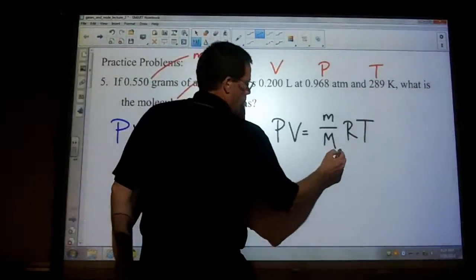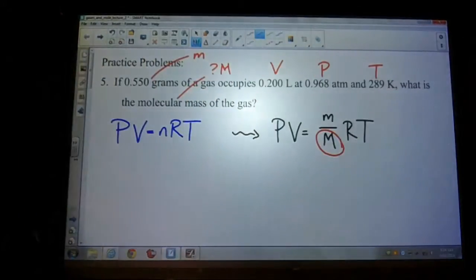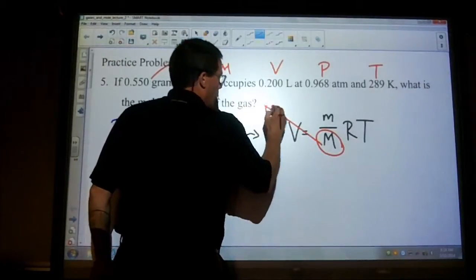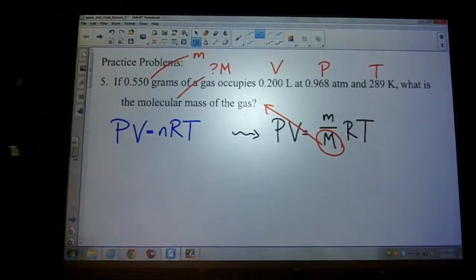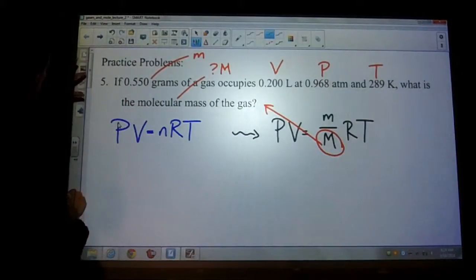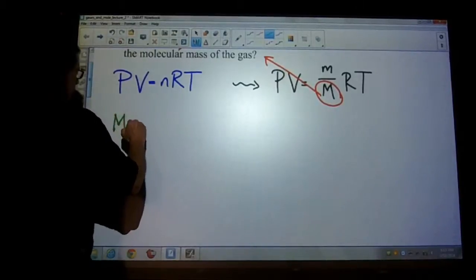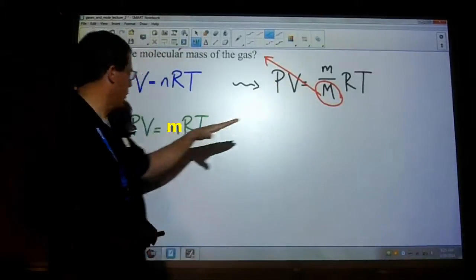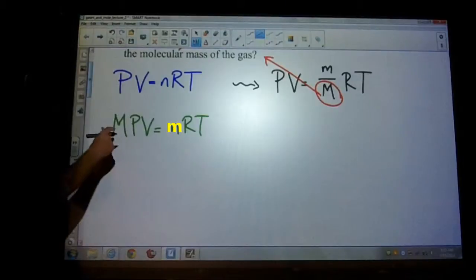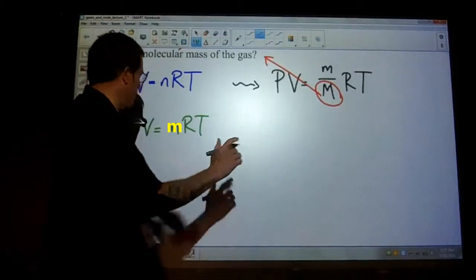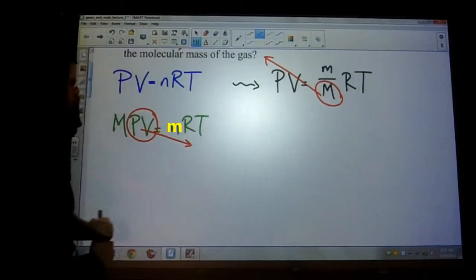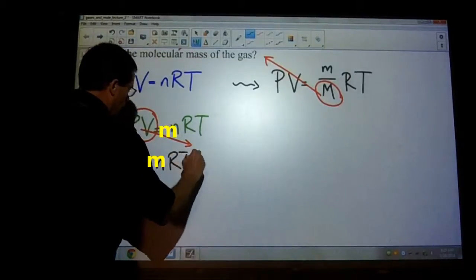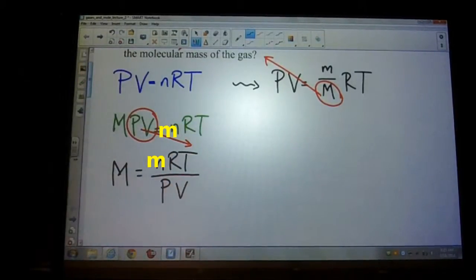So here's what we want to do. We want to move the variable that we're solving for to the other side and into the numerator. It's in the denominator, so we need to multiply big M on both sides. So now the equation looks like this, where we have big M PV equals nRT. We multiplied the big M on both sides, so now we have this equation. Secondly, I want to get all the known variables on the same side, so I'm going to divide PV on both sides. Now my equation looks like this: big M is equal to little m RT over PV. So again, we're just rearranging the variables.